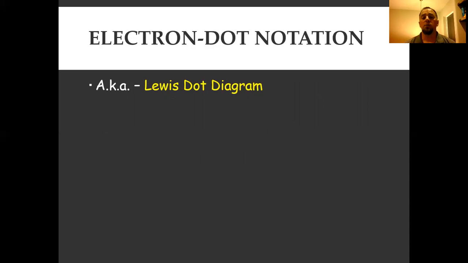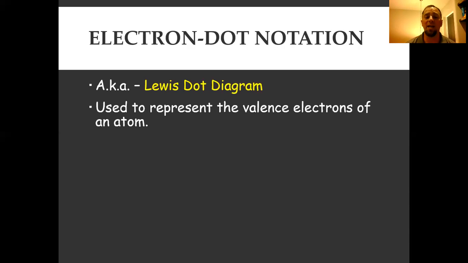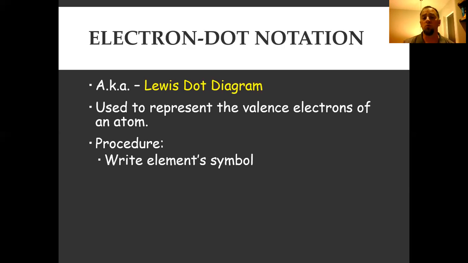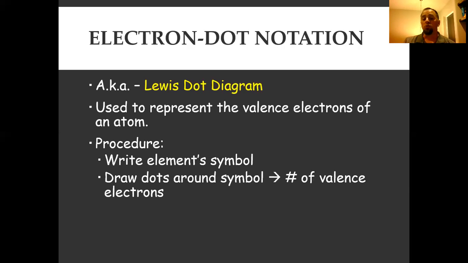So we have a way that we can actually draw out those valence electrons to help us determine how that ion or atom will bond with other atoms. This is known as electron dot notation, also called Lewis dot diagrams. So let's take a look at how we do this. This is used to represent those valence electrons in that atom. What we do is first we write the element symbol. Then we draw dots around that symbol. The number of dots should equal the number of valence electrons for that atom.